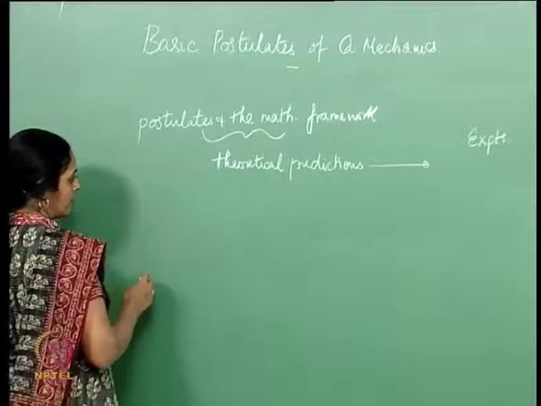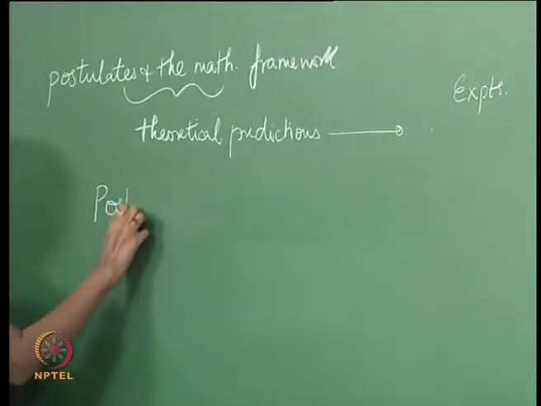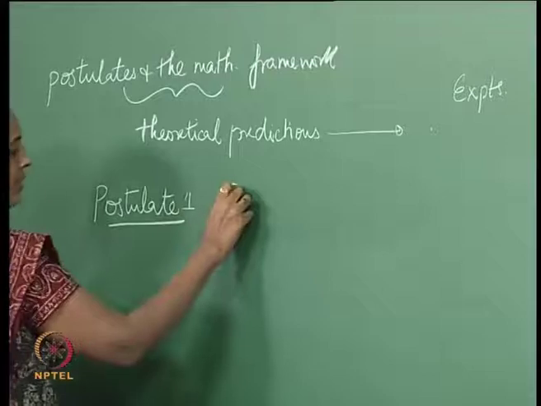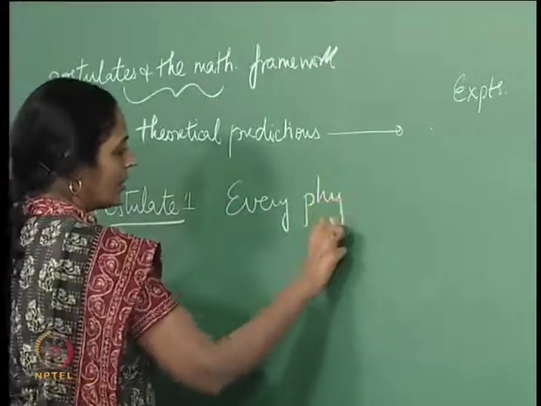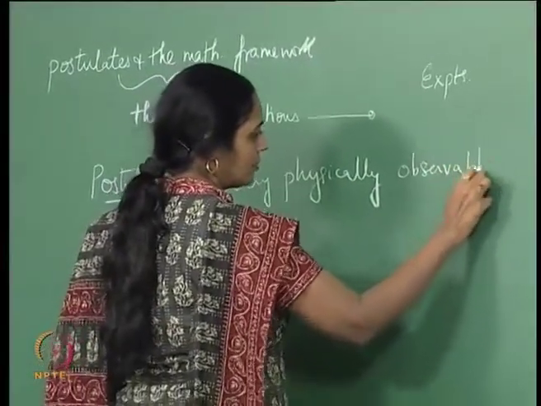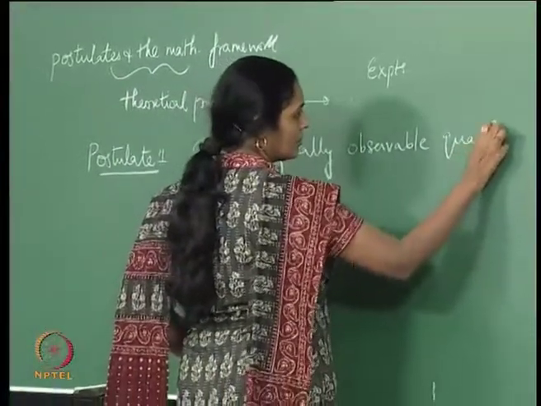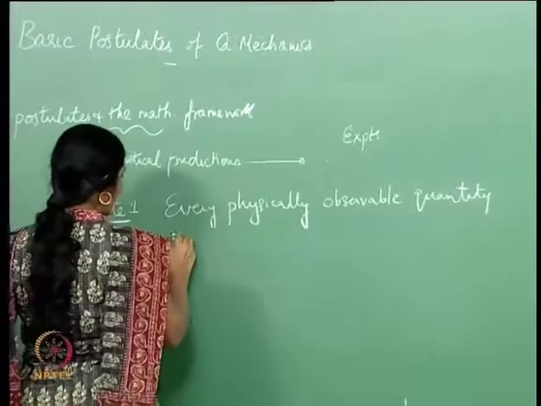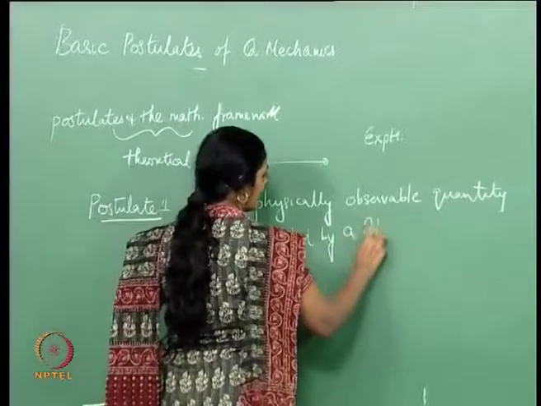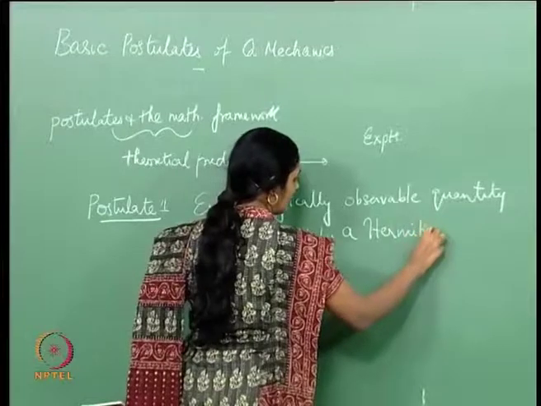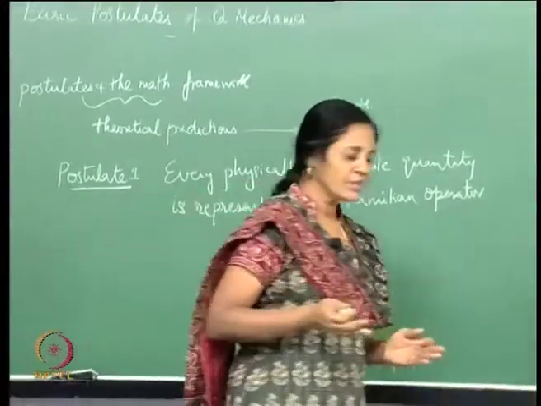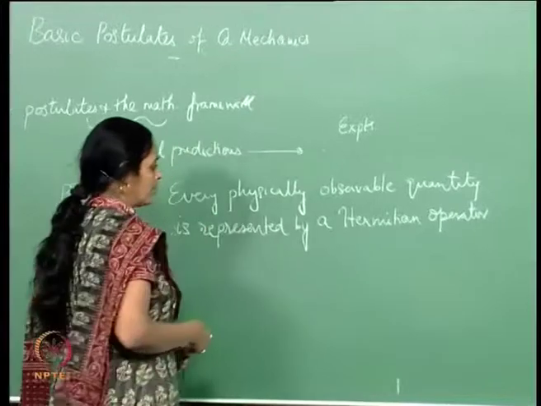So, the first postulate says that every physically observable quantity is represented by a Hermitian operator. If you wish to give matrix representations to operators, this would be a Hermitian matrix.